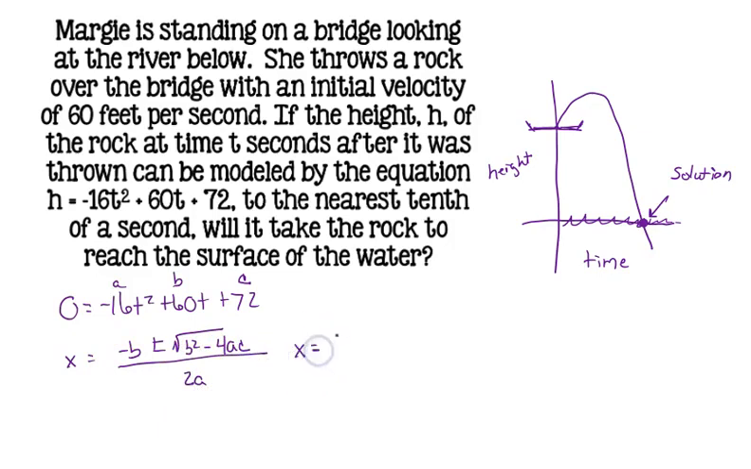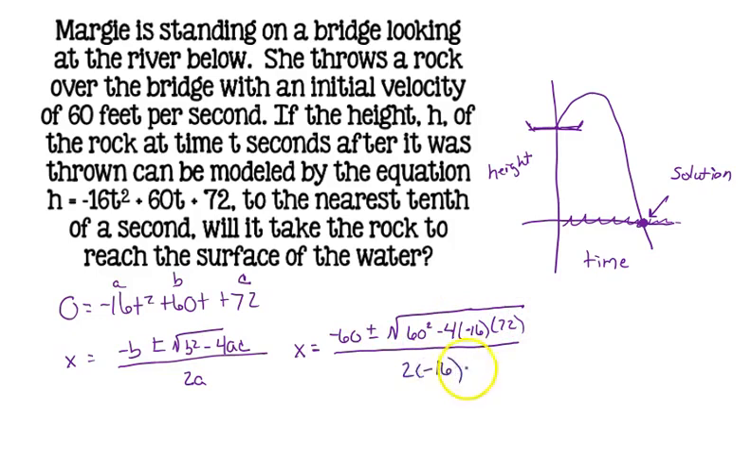X equals, well, negative b would be negative 60 plus or minus the square root of, and that's going to be 60 squared minus 4 times a, which is negative 16, times c, which is 72. Let me extend my radical sign over. All over 2 times negative 16. All right, why don't you pause and work that out and see what you come up with.